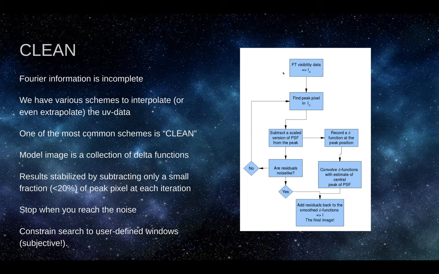So what happens here is we Fourier transform the visibility data, which gives us the image data. We find the peak pixel, and then we subtract a scaled version of the PSF from the peak. So what does that mean? Well, the PSF is the point spread function. If you remember from last week, if you point at something that is unresolved, you'll get a response from your telescope, and this is your point spread function. This is the response of your telescope to something that is unresolved. This is called the PSF.